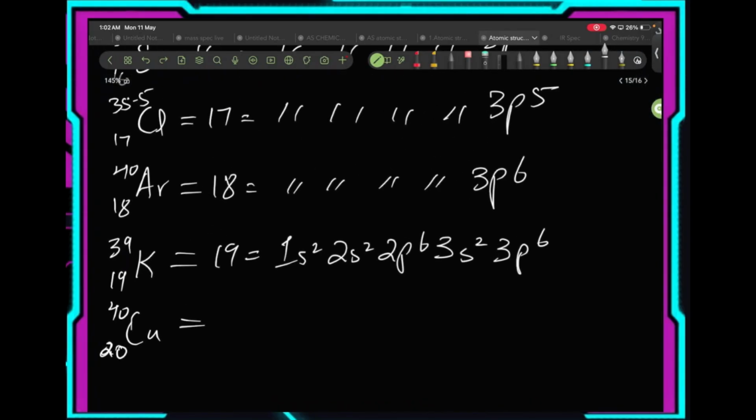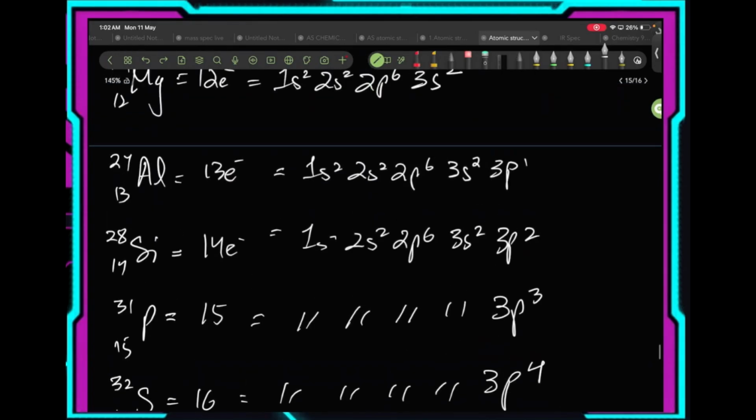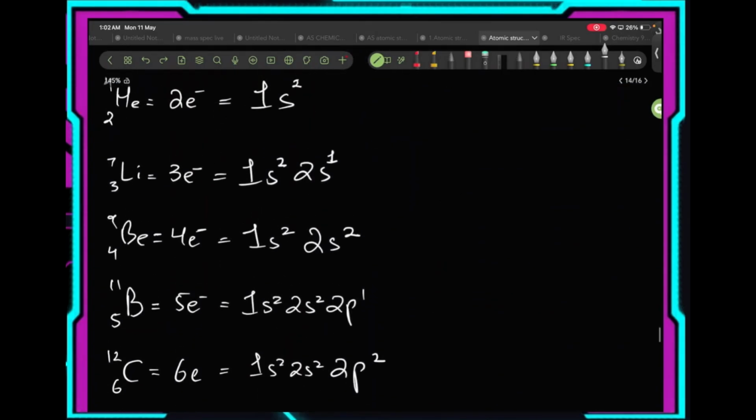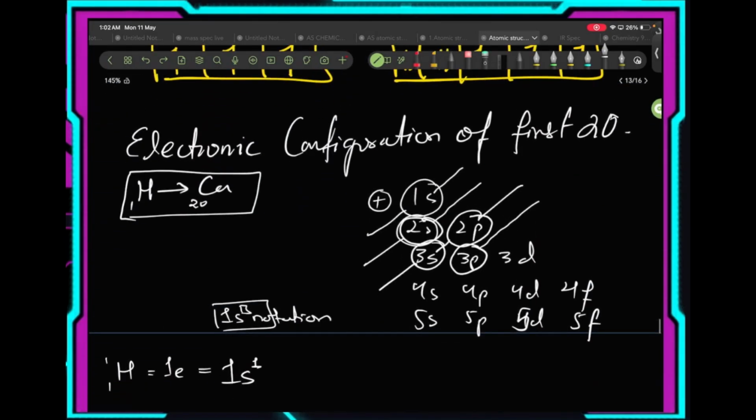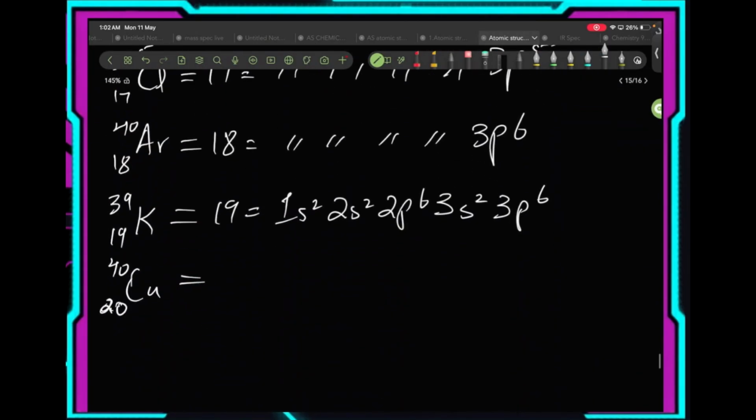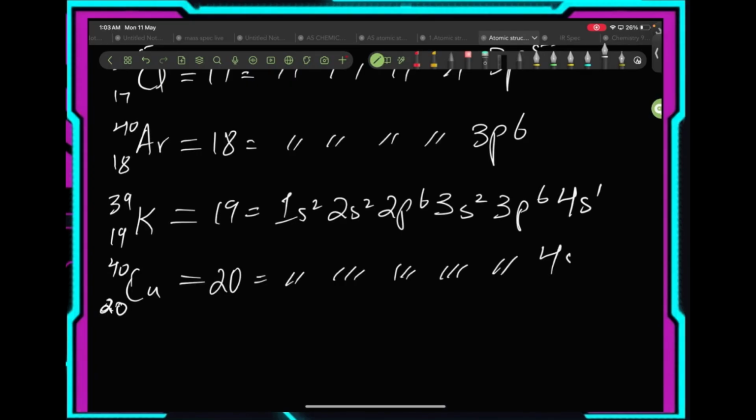Where does the next electron go? 3p is completely filled. After 3p, you fill electrons in 3d, right? Yeah, exactly. 4s is closer to the nucleus, so you fill up 4s first. So the last electron goes into 4s. Now what about calcium? 20 electrons, so it would be the same. After 3p6, you'll fill up 4s2. Okay?